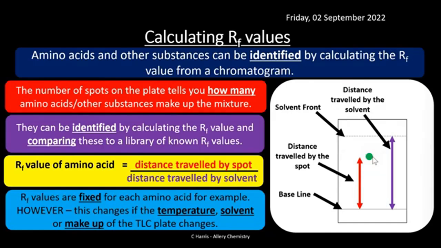So let's have a look at the chromatogram. Obviously, this is our sample after it's been run. We can see the spot has risen further up the chromatogram. This is the distance traveled by the spot in red, and this is the distance traveled by the solvent. This is the solvent front at the top, and that's the baseline, where we started from. So the RF value is the distance traveled by the spot divided by the distance traveled by the solvent.